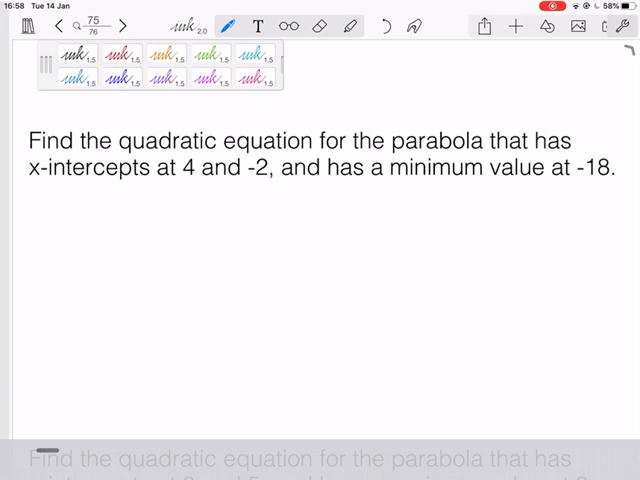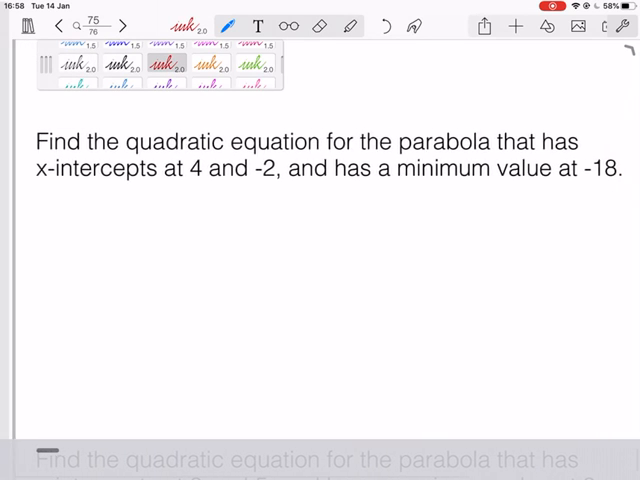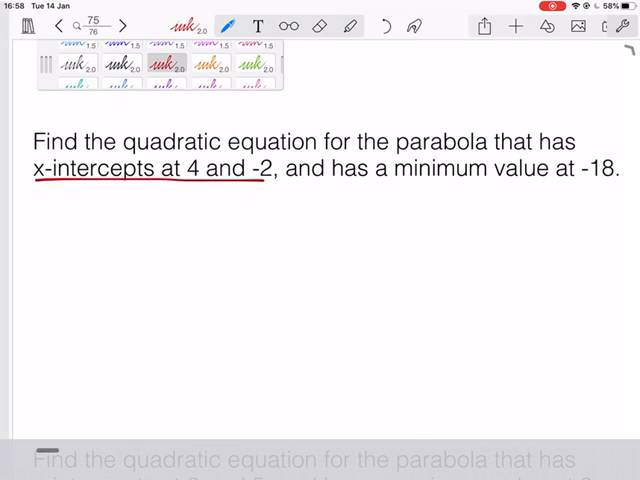So today we're going to be looking at quadratic equations and how to find them or create them when you are given the x-intercepts. So remember, x-intercepts are the same as our solutions, they're the same as zeros, they're the same as roots. These are all talking about the same thing, the same part of our parabola.